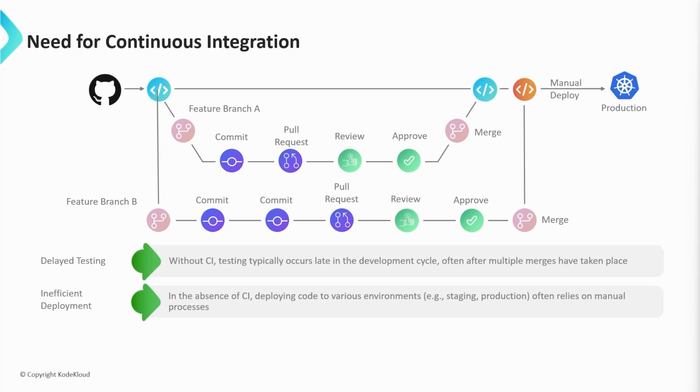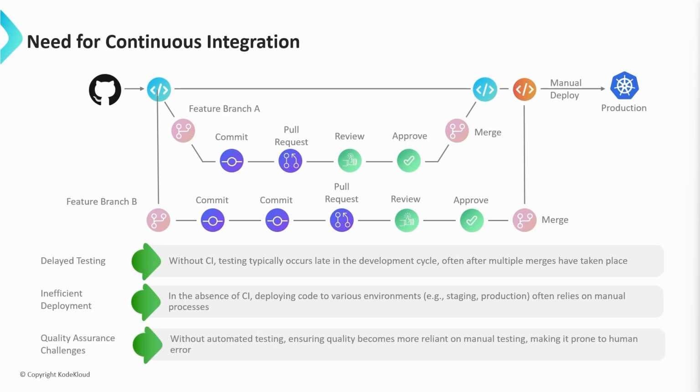And talking about inefficient deployment, in the absence of CI, deploying code to various environments like development, staging, or production often relies on manual processes. This can lead to inconsistencies in deployment and potential configuration errors. And the final one is about quality. Without automated testing as an integral part of the development process, ensuring software quality becomes more reliant on manual testing, making it prone to human errors and subject to resource constraints.